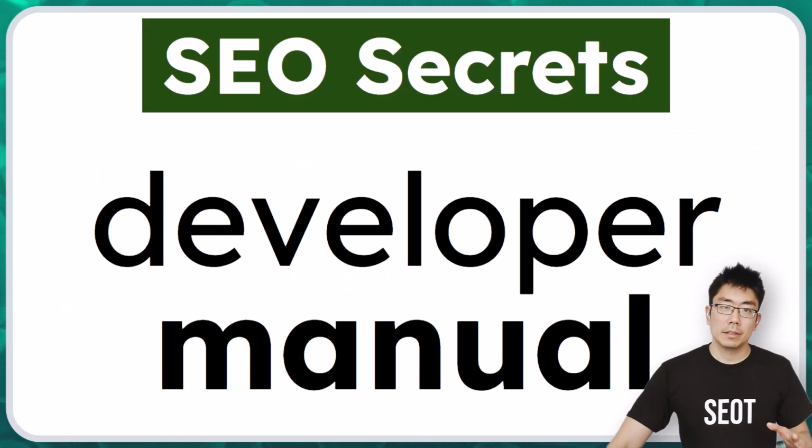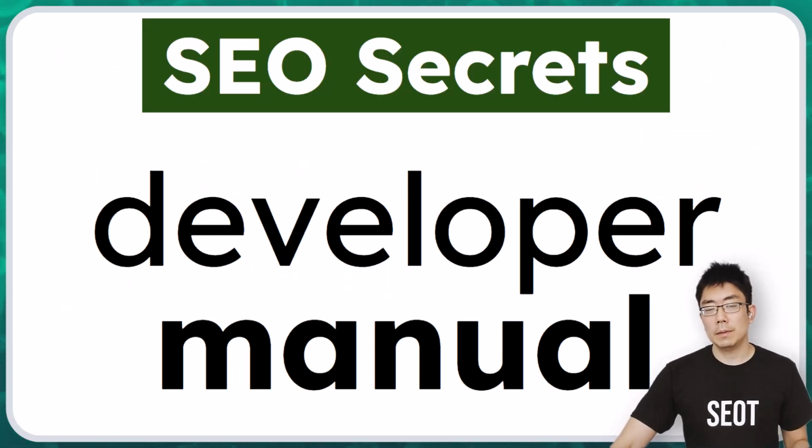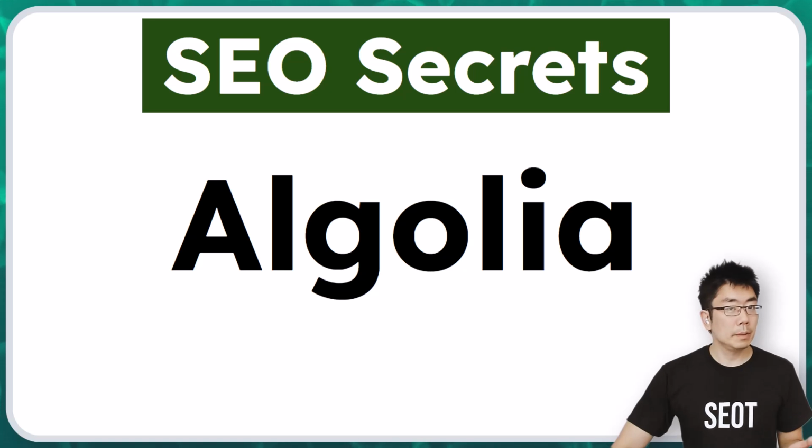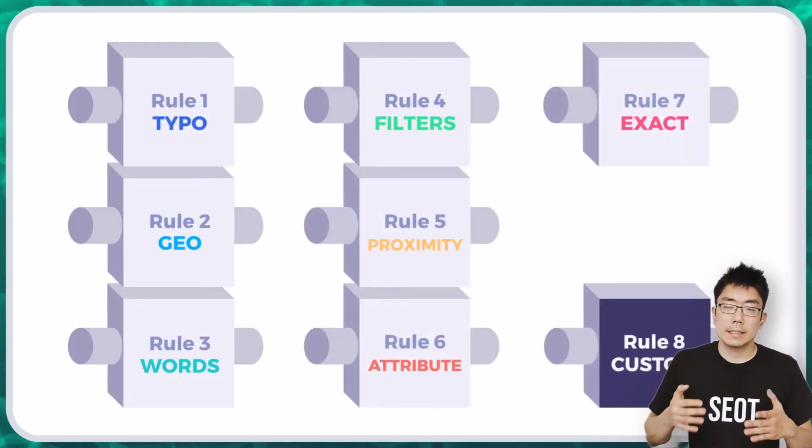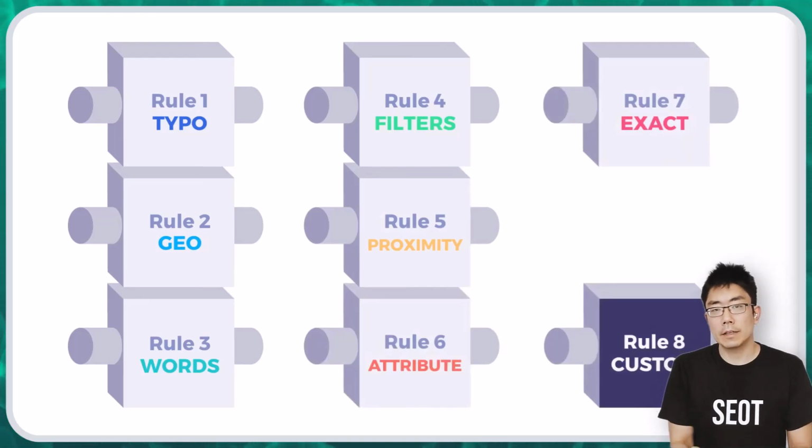I have found the developer manual for the TPT SEO search engine. They use a company called Algolia. Algolia has 8 rules to figure out if your TPT product is relevant to the search term that a teacher types in the search bar.